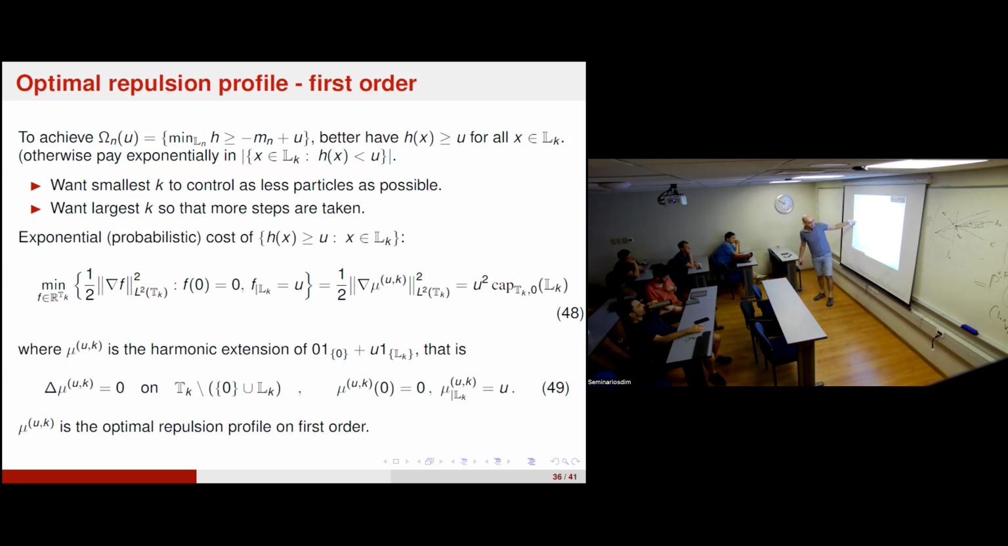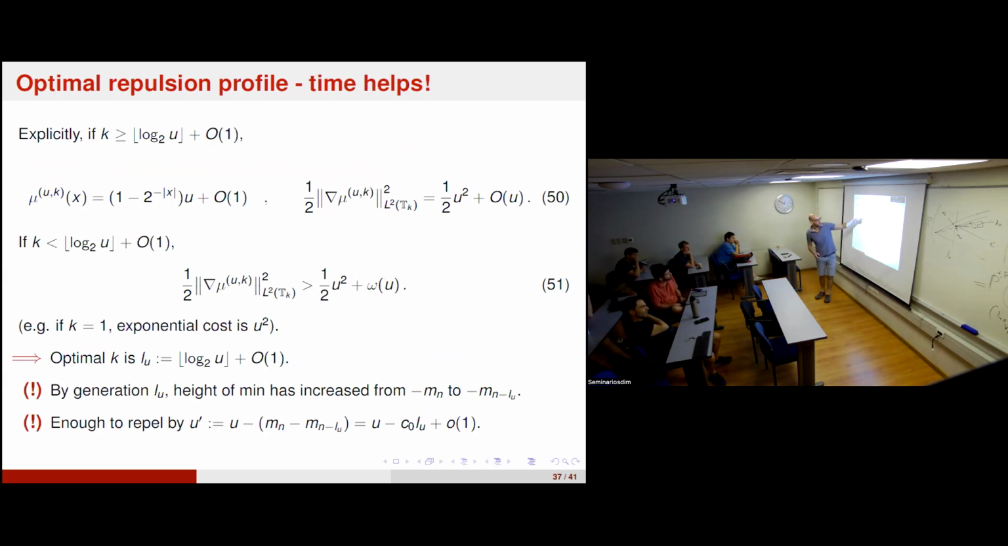Okay, this is a well-known name. It's called the capacity, or u squared times the capacity. It's the optimal function that gets from 0 to u and minimizes the gradient. It turns out it's the harmonic extension. It's a discrete harmonic function that starts from 0 and ends at u. So that's what I'm saying here. It's harmonic, it starts from 0 and ends at u, and that gives you the first order asymptotics of this course.